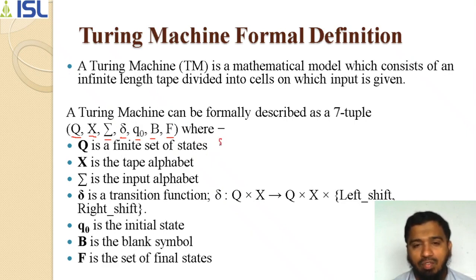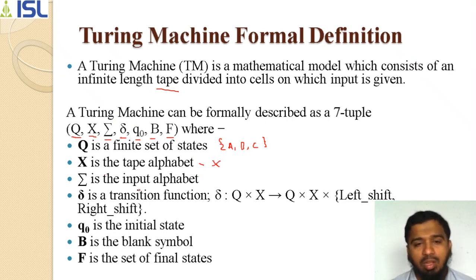Example, if we have the states like a, b, c, this is a finite set of states. Whatever the finite set of states there are, that is called Q. X is, as I told you in the previous lecture, the tape. So whatever the alphabets we are going to use in the tape, that is X.